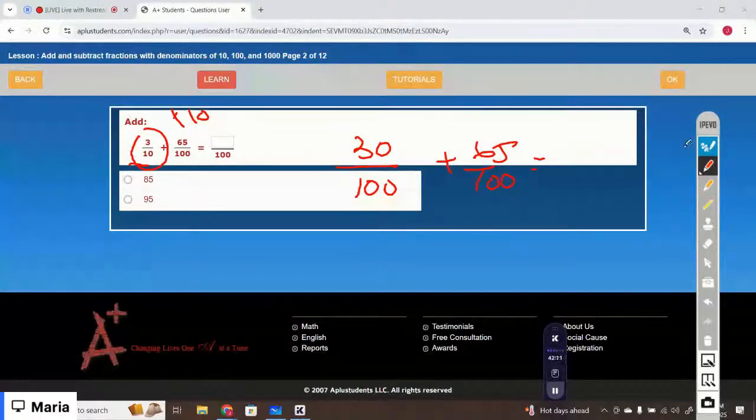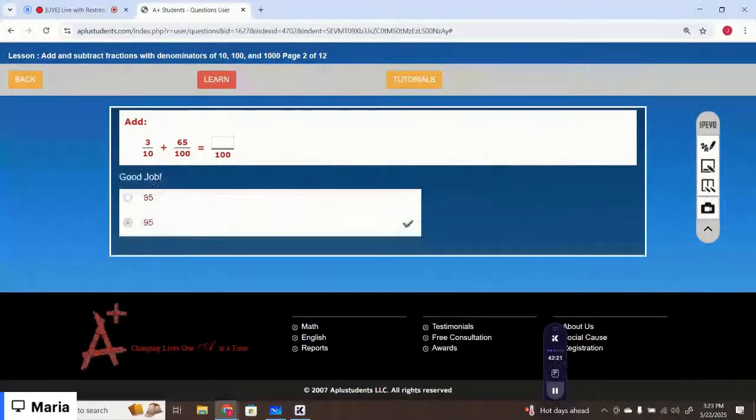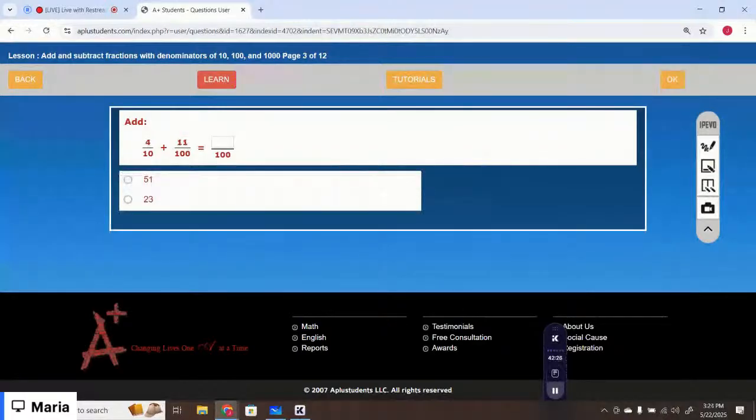So that is 95 over 100. Option number one is the correct option, that is 95 over 100. So the next one is 4 by 10 plus 11 over 100. So which is the correct option?